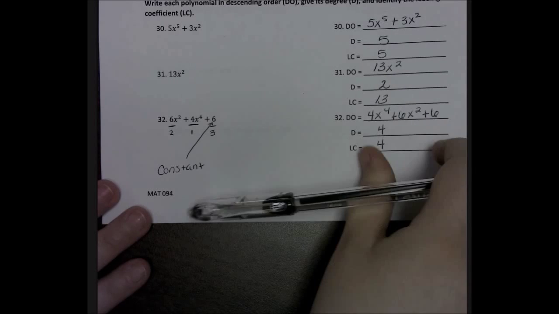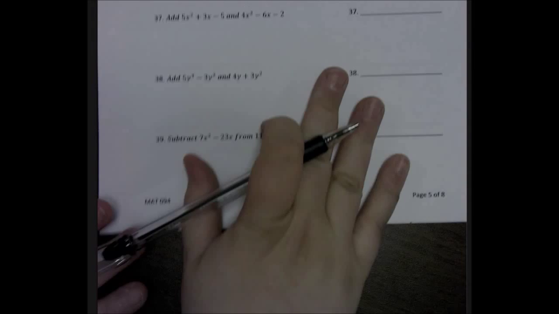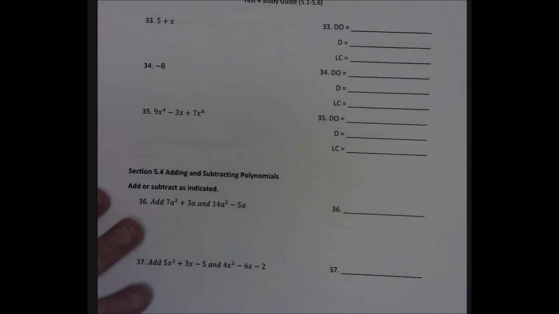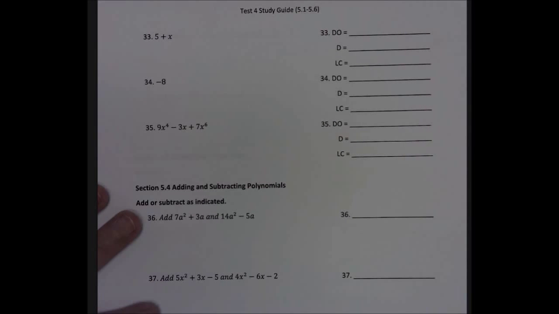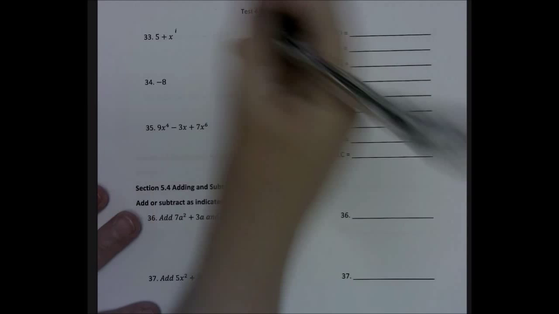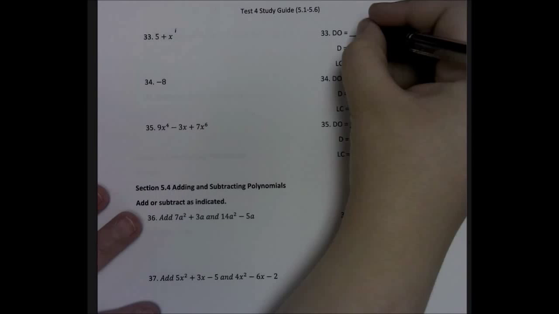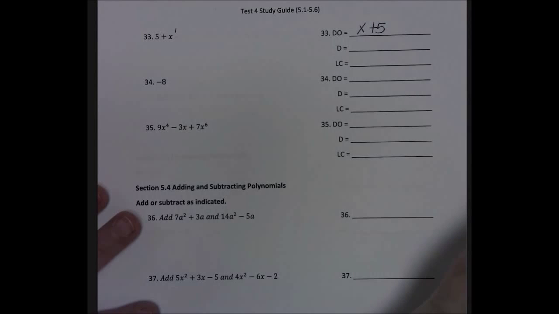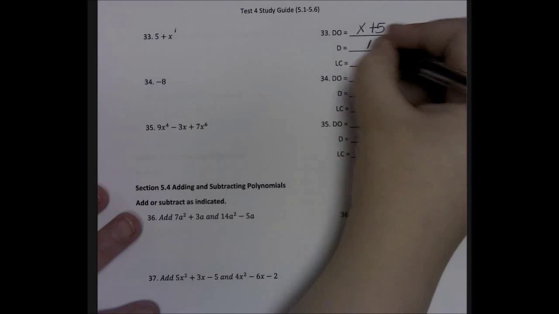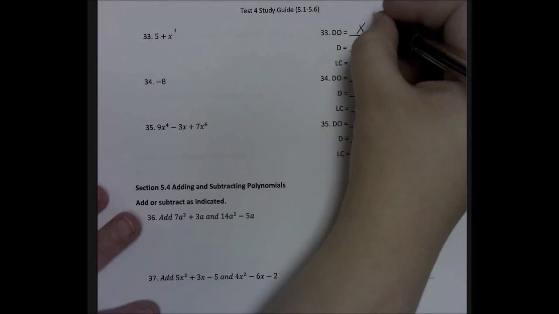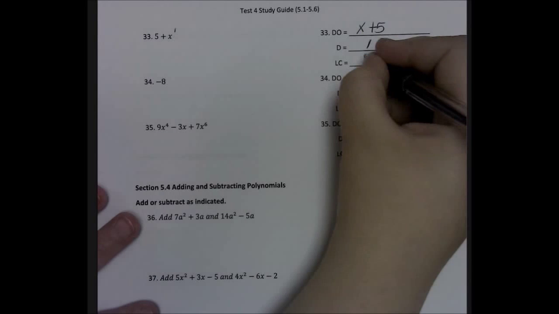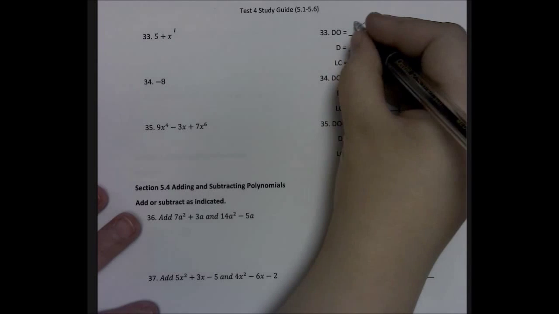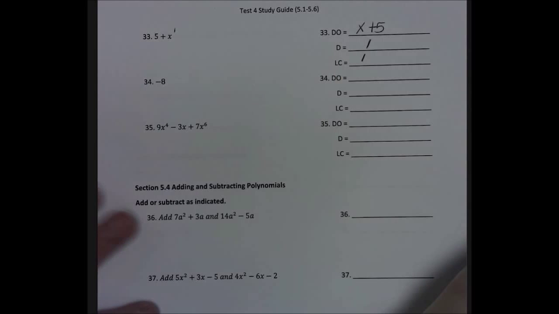That concludes page 4 of the study guide. Moving on to page 5. Well, this is understood to be an x to the 1st. So that should be x plus 5 for my descending order. My degree is 1 because the understood exponent here is a 1. And then your leading coefficient is also a 1 because the number understood to be in front of that term is also a 1.